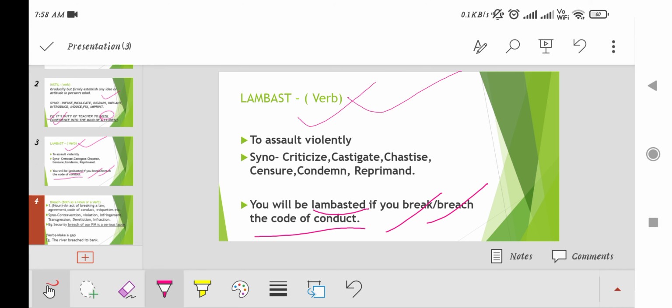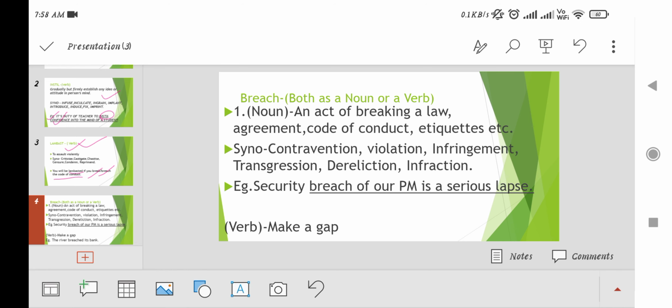Moving towards ahead, that is breach. Very important word, because its use is both as a noun or a verb.